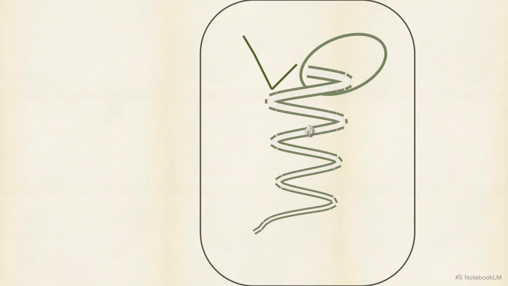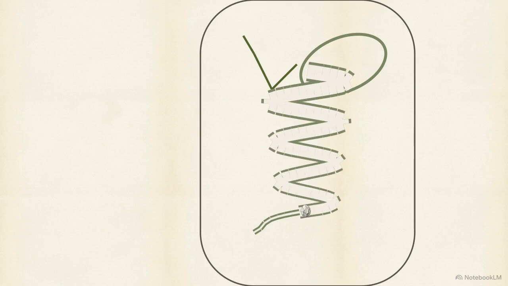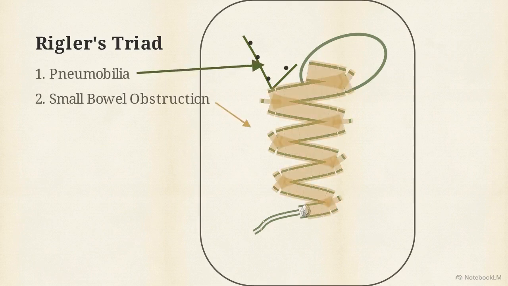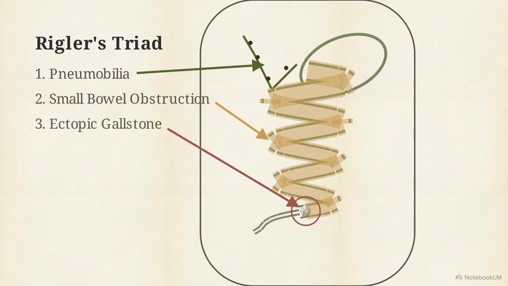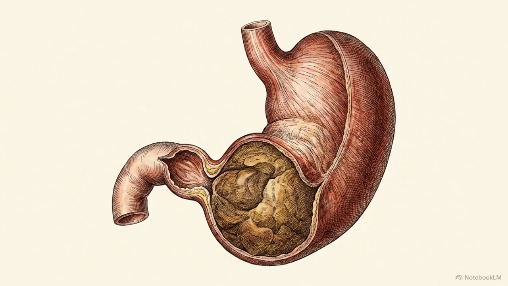Contrast-enhanced CT reveals the diagnostic criteria known as Rigler's triad: mechanical small bowel obstruction, pneumobilia indicating air in the biliary tree, and an ectopic radio-opaque stone. The stone predictably impacts in the narrowest portion of the terminal ileum, specifically the final 60 centimeters, mandating an emergency laparotomy to relieve the blockage. If the fistula formation and subsequent impaction occur proximally in the duodenum rather than the distal ileum, it causes a complete gastric outlet obstruction, categorized as Bouveret syndrome.